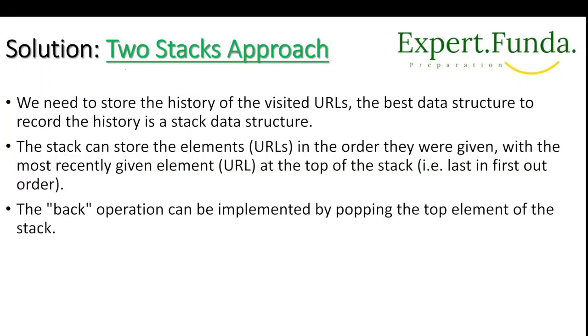So there are multiple approaches you can use to solve this one: 2 stacks, doubly linked list, and dynamic array. We are going to understand the 2 stack approach. We need to store the history of visited URLs. The best data structure to store it is a stack, right? The stack stores elements in order, with the most recently given element, that is a URL, at the top of the stack, right? And the back operation can be implemented by popping the top element of the stack, correct?